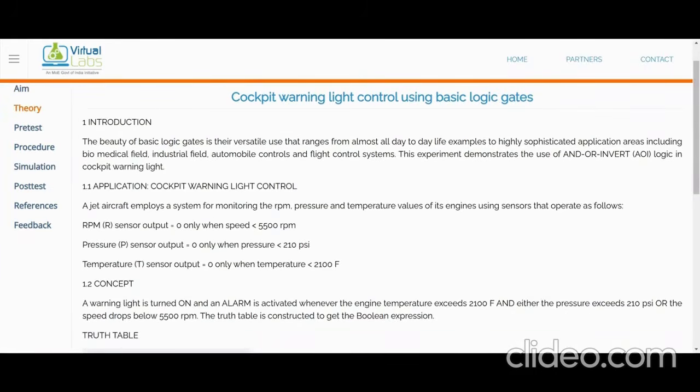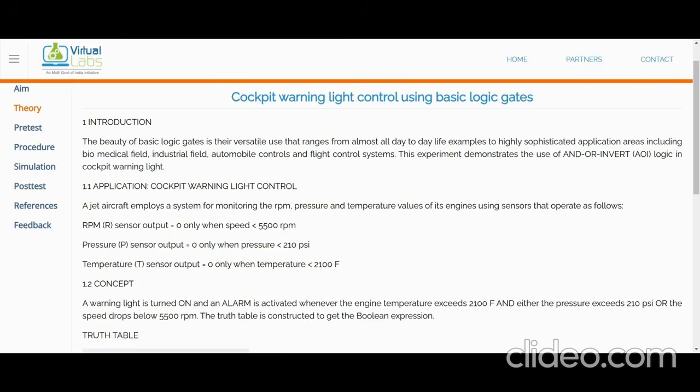So the system uses three sensors. The first one is the RPM sensor. It gives output 0 only when speed is less than 5500 RPM. And we use a pressure sensor, whose output is 0 only when pressure is less than 210 psi, that is pounds per square inch. Next is the temperature sensor, whose output is 0 only when temperature is less than 2100 Fahrenheit.